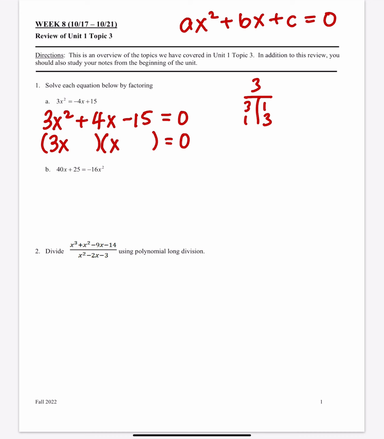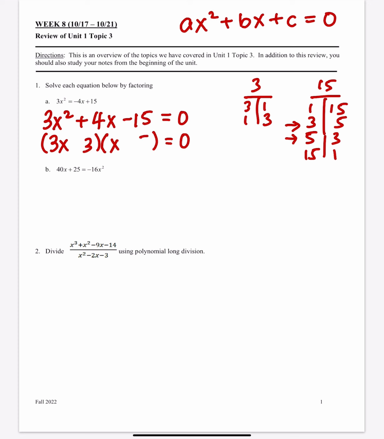And then we have the 15. Technically it's a negative 15, but I just care about the positive 15 for now. So the combinations to get 15 would be 1 and 15, 3 and 5, 5 and 3, and 15 and 1. We should always check the middle first. It's very unlikely that your teacher will give you 1 and 15 or 15 and 1. So I want to check 3 and 5.